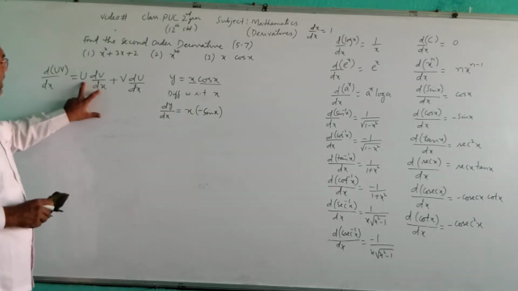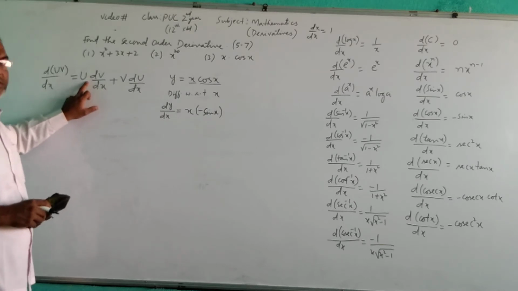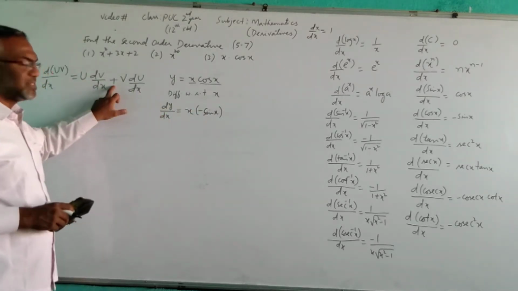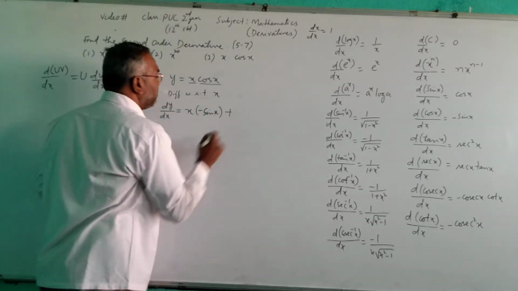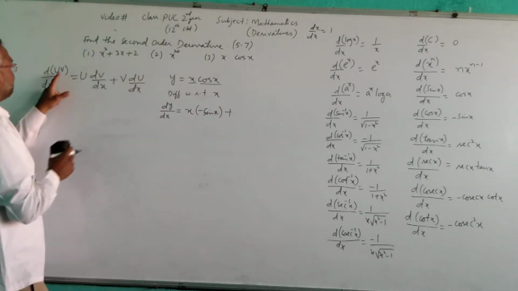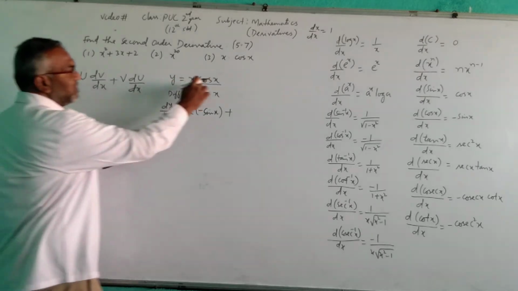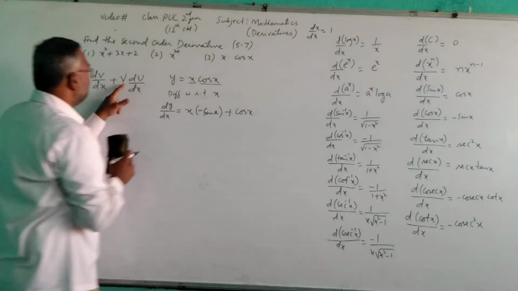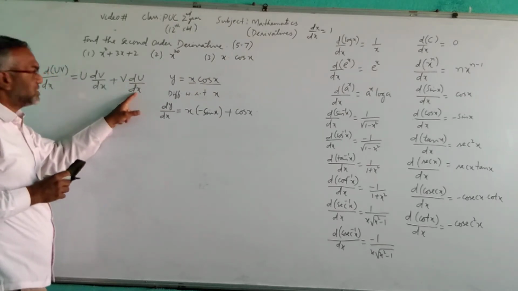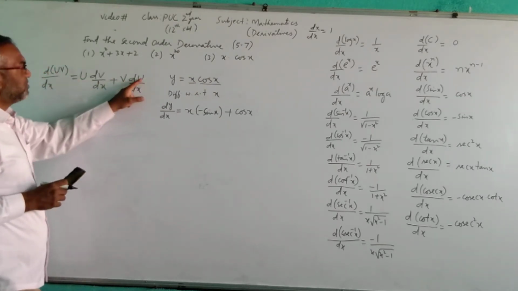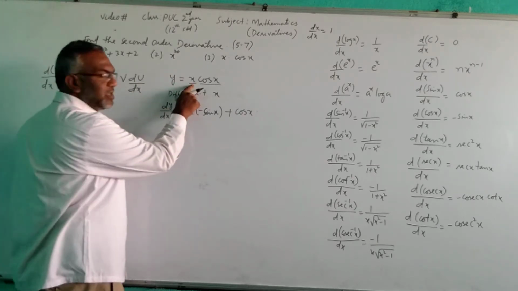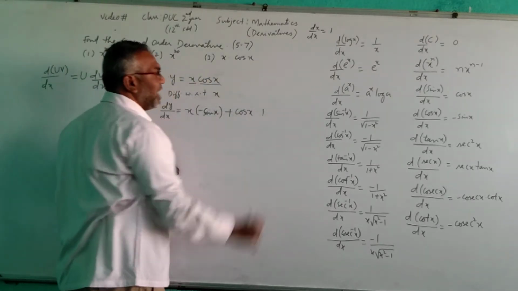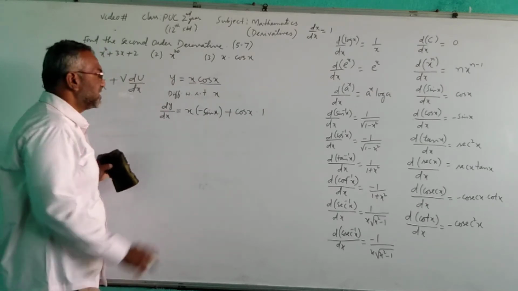See here, u and dv by dx. They are in product, right? U and dv by dx is over. Plus v as it is. V means second function as it is. Second function is cos x here. Second function as it is into differentiation of u. What is u here? X. What is the differentiation of x with respect to x? It is 1. So it is as it is.